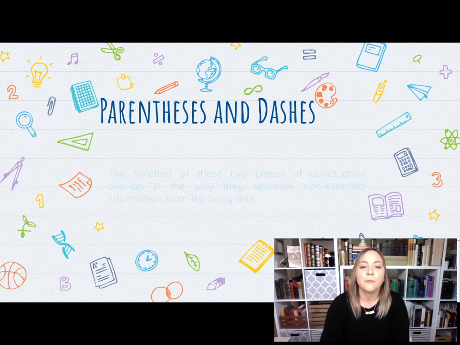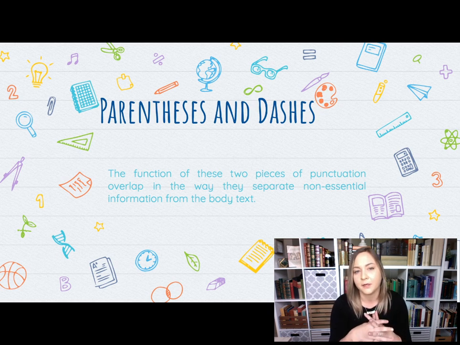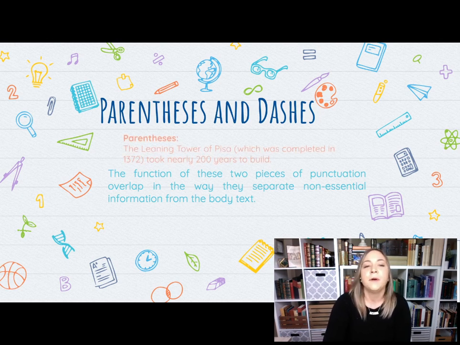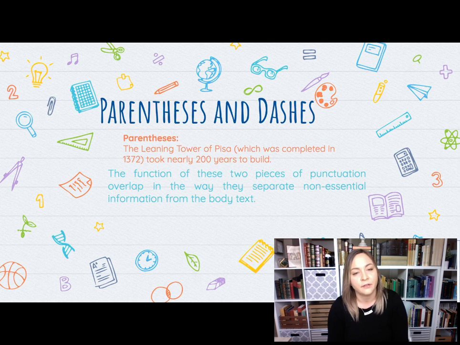Okay, so their primary use, the function of this punctuation, or the way they overlap. We're going to be looking at first what they both do that's the same. Okay, so dashes have more functions than parentheses, and we will look at those later. But they separate non-essential information from the main clause, the body text. Okay, so let's look at the first example. The Leaning Tower of Pisa, which was completed in 1372, took nearly 200 years to build.